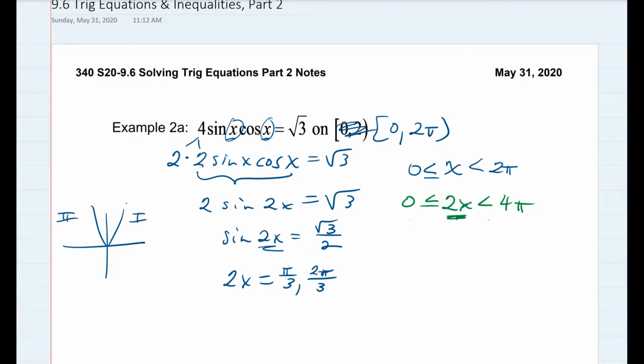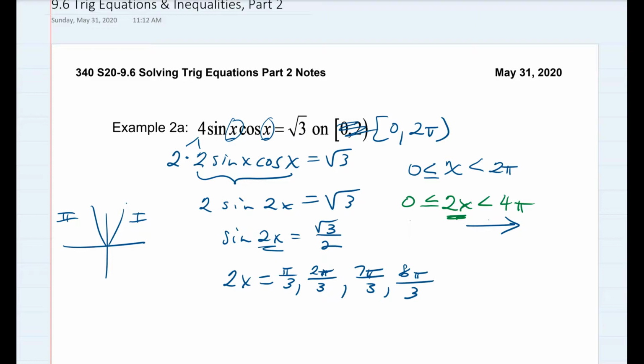But we've got to keep going towards 4 pi. And so coterminal with pi over 3, another 6 pi over 3 gets us to 7 pi over 3. And then 2 pi over 3 plus 6 pi over 3 is 8 pi over 3. And we have, therefore, 4 solutions.